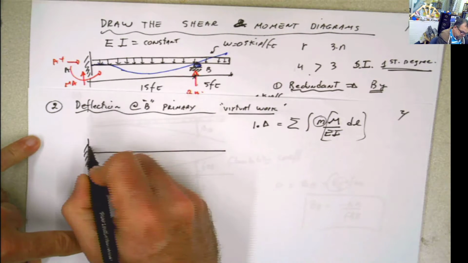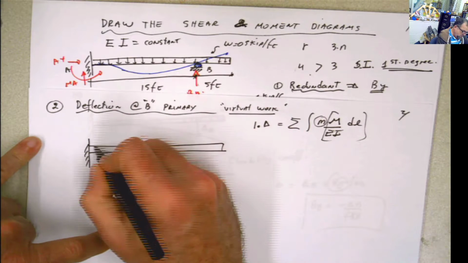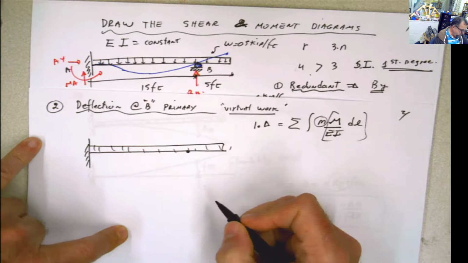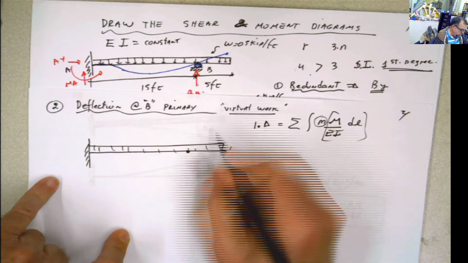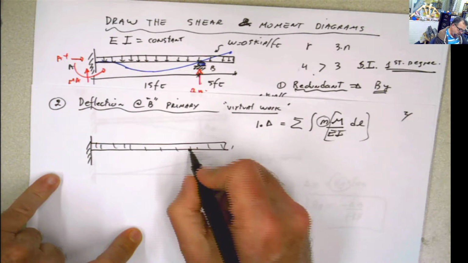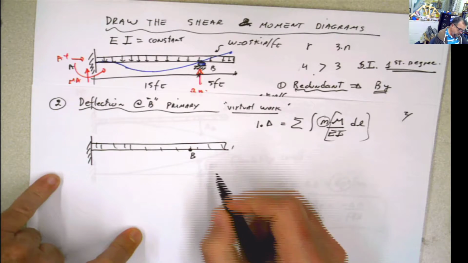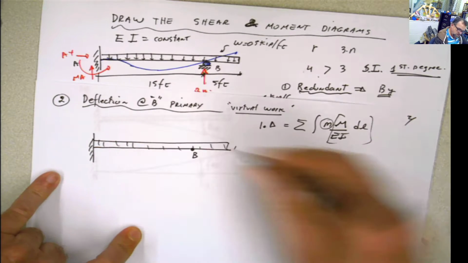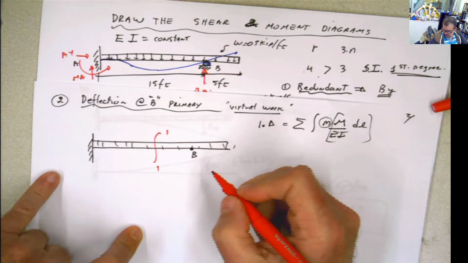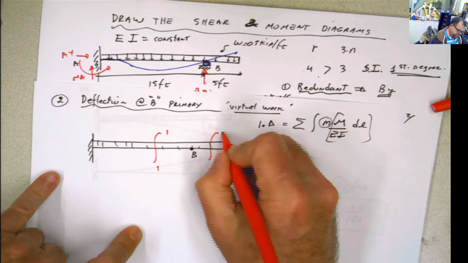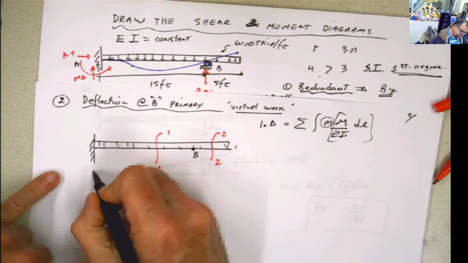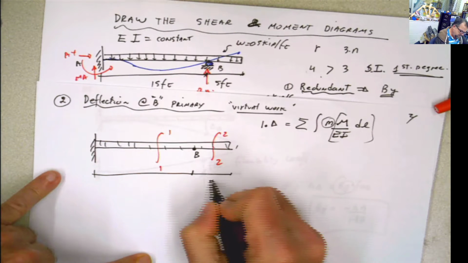We have this. I'm interested in knowing the deflection at that point. So I have to do something to define this structure completely. And that is going to be, if this is the point B, I'm going to need to do 2 cuts. I'm going to use a cut 1, 1, and I'm going to use a cut 2, 2, like that. I know this distance is 10, this is 15, this is 5.